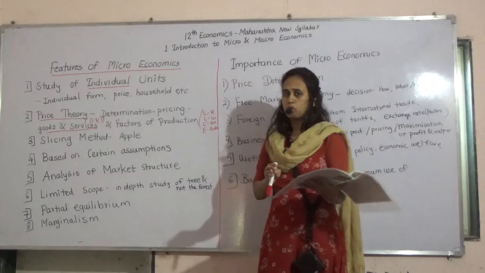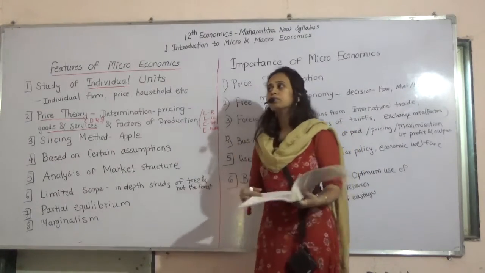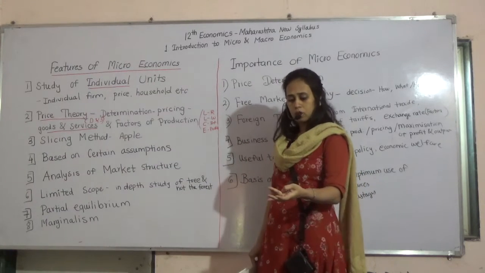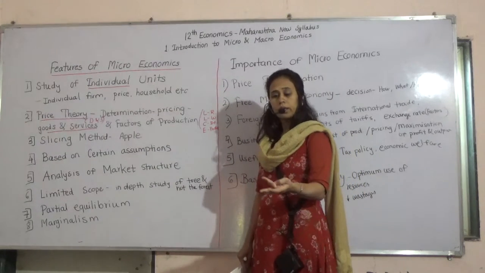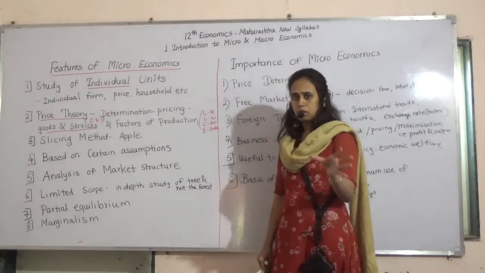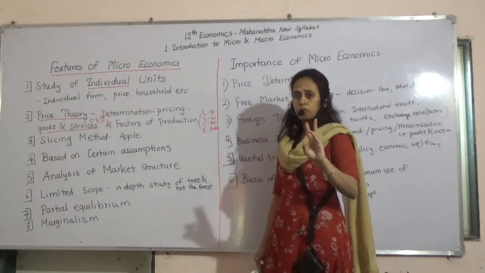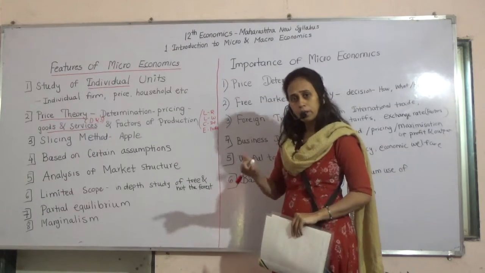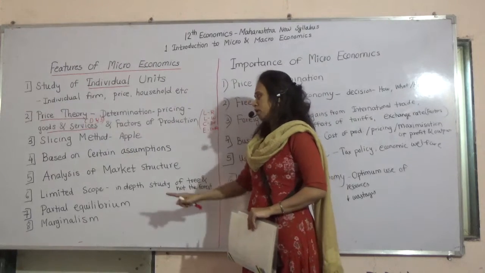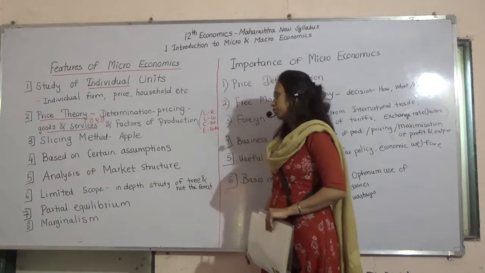Oligopoly is just like monopoly, only the thing is that there are few players. For example, take the example of Bharat Gas, HP Gas, Indian, or you can take example of petroleum industries. There are few players, that is called oligopoly. Duopoly means only two players. So these different market structures are studied in microeconomics. That's why analysis of market structure.